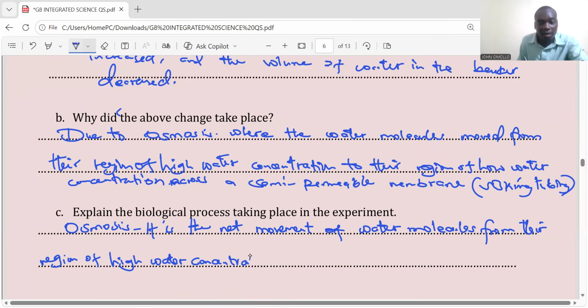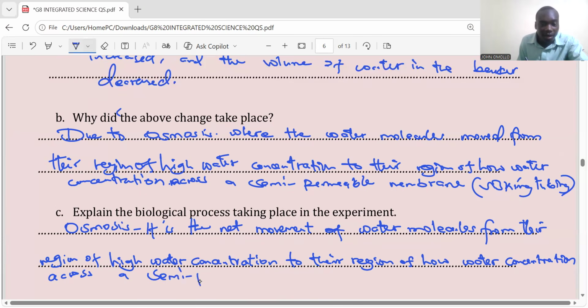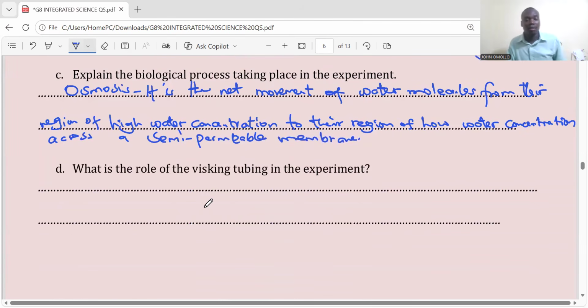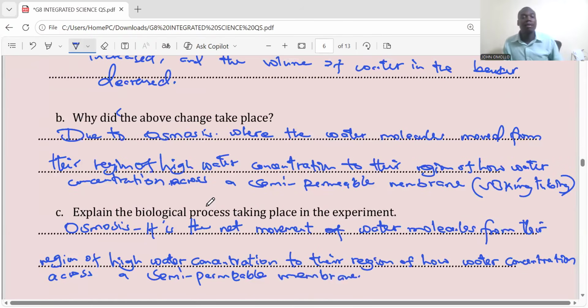Here is where learners get it wrong. High water concentration to their region of low water concentration across a semi-permeable membrane. Semi-permeable membrane. So that is what the particular term means.